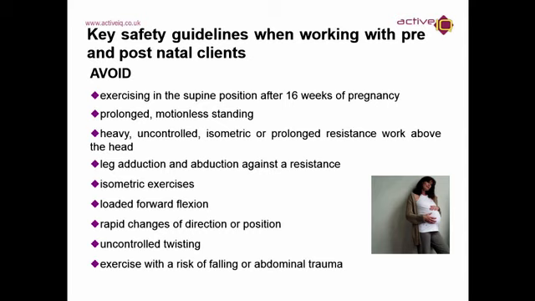Isometric contraction we've covered. We don't want any loaded forward flexion, and we don't want any rapid changes of direction or position. We need to be sensible here. We need to look after the baby, keep things under control, make sure the correct technique's being used. And we definitely don't want to be falling over or risking falling over and therefore hitting the abdomen area. So keep it controlled, walking around the facility, not running around, not speeding around. Make sure all of the weights and things are cleared up. There's nowhere that anyone's going to trip over.